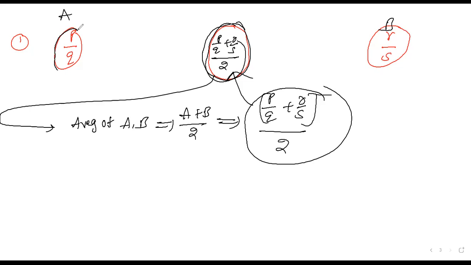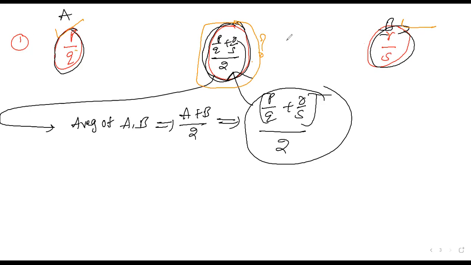A is a rational number, B is a rational number. If you want to find one rational number between the 2 rational numbers, A is one rational number, B is also one rational number. In between A and B, you want one rational number. This is the one rational number you need to find out.